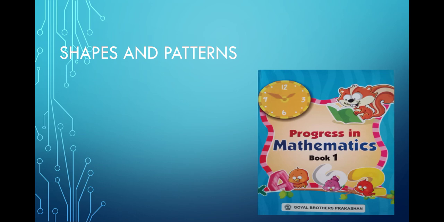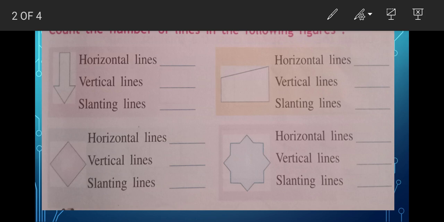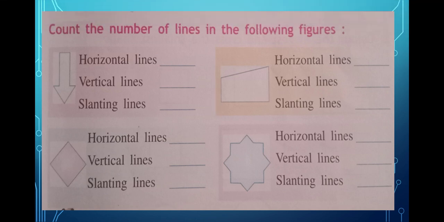So now we are going to identify from the pictures. I will be giving you some figures that are in the textbook only, and we have to identify how many horizontal lines are there, how many vertical lines are there, and how many slanting lines are there. Okay children, so this figure is in your book itself. See, it's like an arrow here. Count the number of lines in the following figures. Now you have to count how many horizontal lines are there.